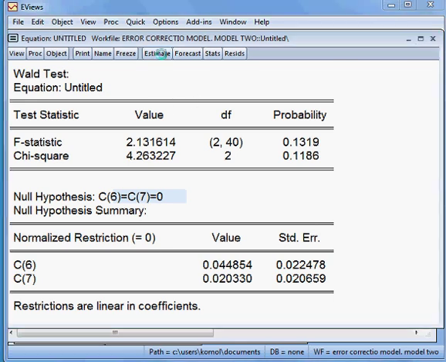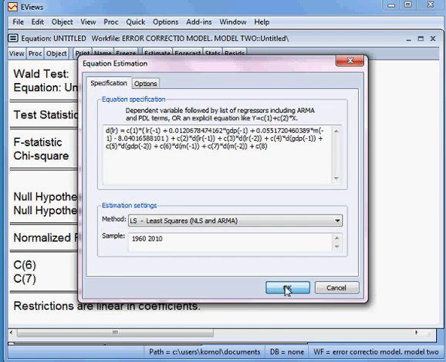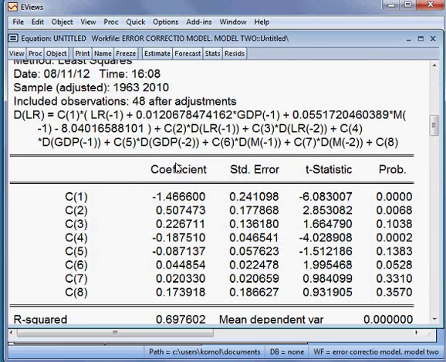So what is our final decision? GDP lag 1 and GDP lag 2 jointly can influence the dependent variable, but money supply cannot influence the dependent variable, which is LR, in the short run. So that is the decision of this model.